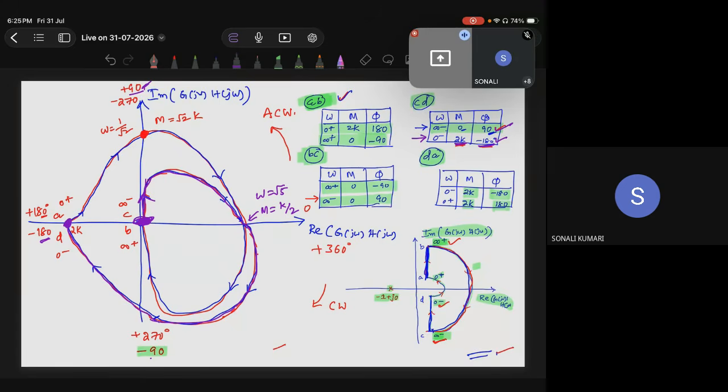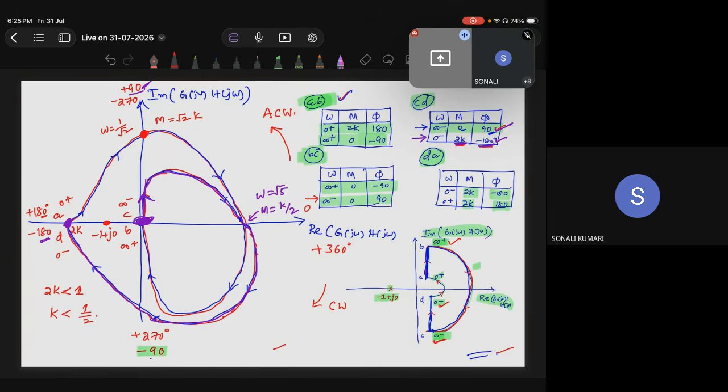Now let us see this point. That point is -1 plus J0. Here, the magnitude 2k should be less than 1 if you consider only the magnitudes. So what is the K value? K value is 1 by 2.